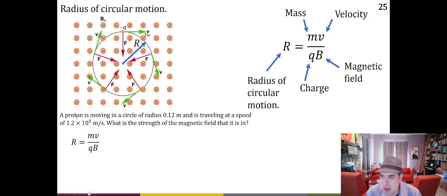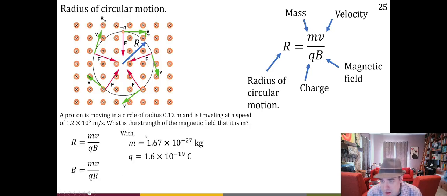So for instance, let's say we have a proton that's moving in a circle of radius 0.12 meters. It's traveling at a speed of 1.2 times 10 to the fifth meters per second. How strong is the magnetic field that it's in that's going to keep it in this circular motion? So here's our equation, r equals mv over qB. I would like to solve for B. So I'm going to multiply B to both sides and divide r to both sides. So I get B equals mv over qr.